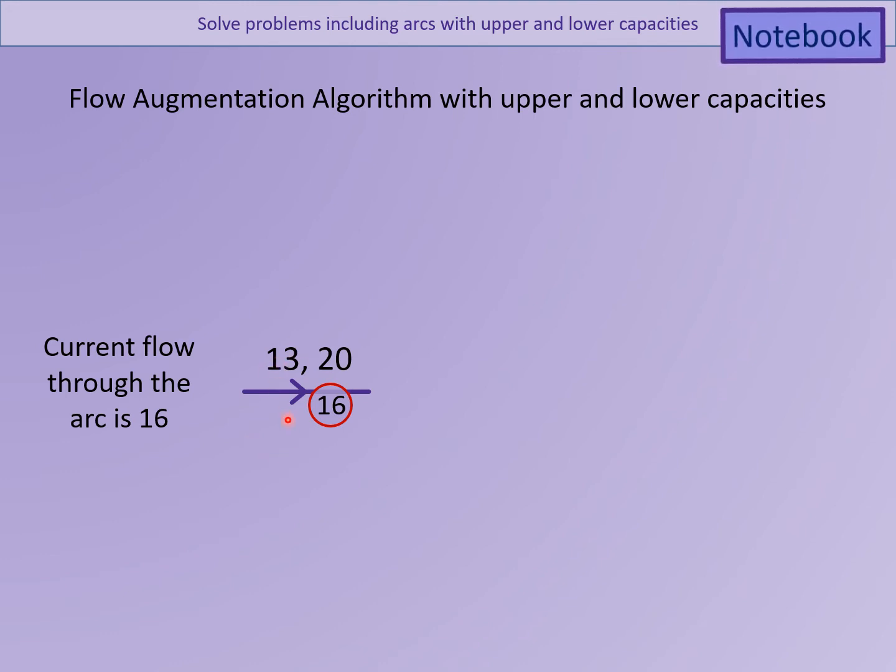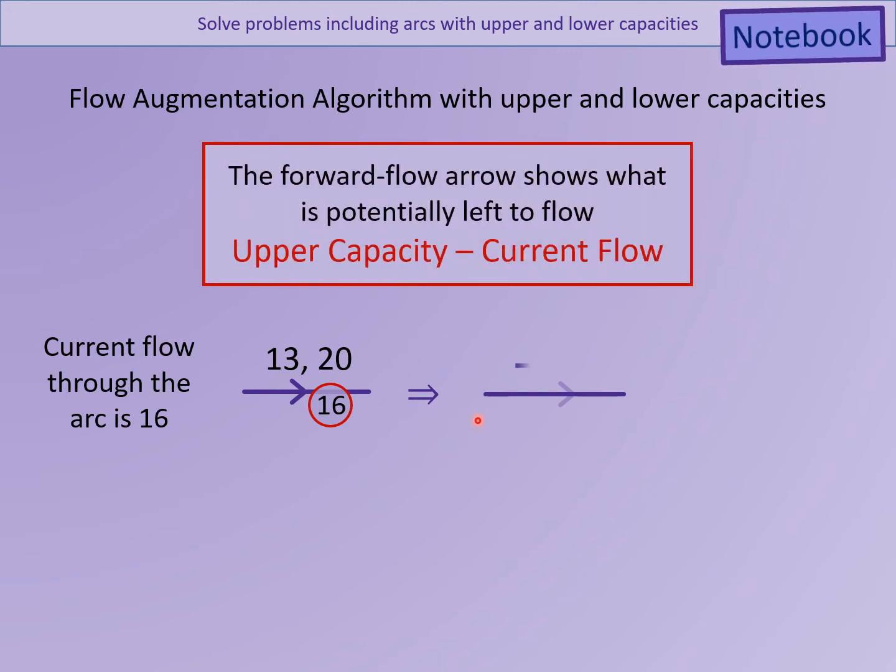Now this 13 is going to affect that. Okay, so the 13 now has to come into our forward flow and our back flow arrows. And the way we do it is like this. The forward arrow of what's flowing through so far, or what's still left, is the same as it was before. How much more can I flow through in this direction? Now I've got 16 flowing for the moment. I've still got another 4 flowing in this direction. Okay, so it's always just the upper capacity minus the current flow in that direction.